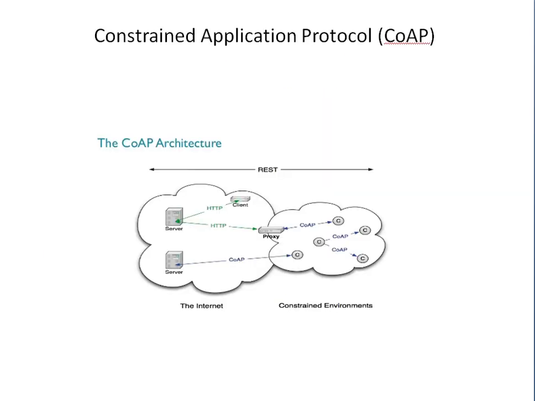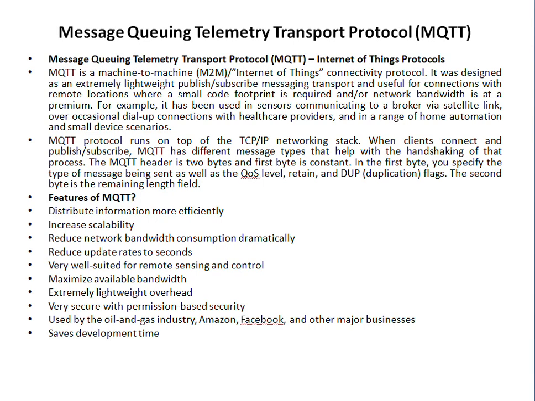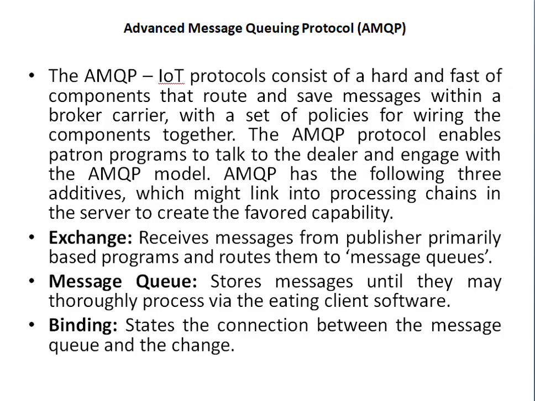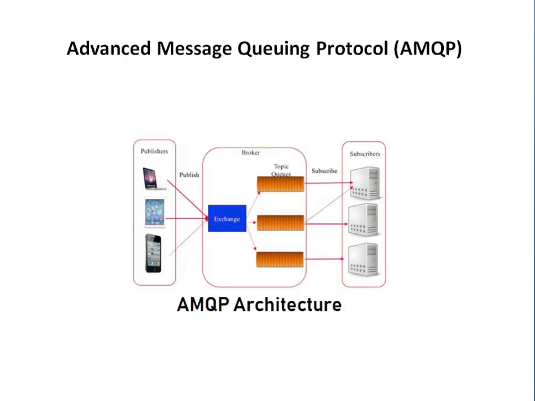And this is the CoAP architecture. You have the client side up to the proxy level, and you can share CoAP messages for client-to-client communication in constrained environments. Then the Message Queue Telemetry Transport protocol: here the server acts as a broker for publish and subscribe between laptops and mobile devices. In the exchange, message queue and binding work the same way. With the Advanced Message Queuing Protocol, you have a protocol sharing between the publisher, broker and subscriber.